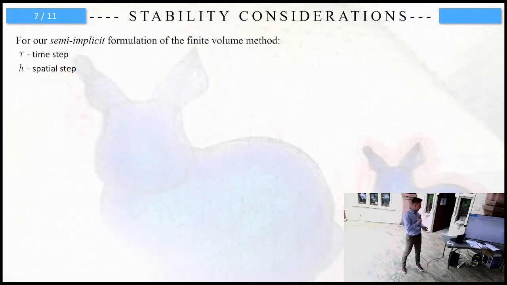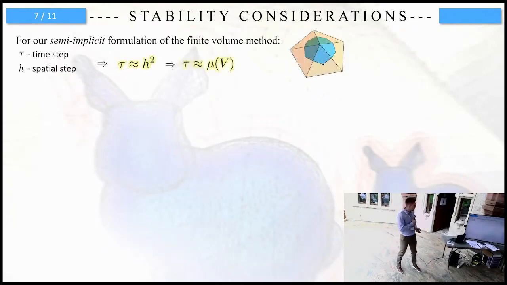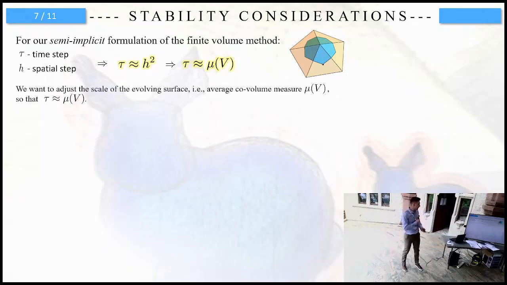So by actually wanting to stabilize the model, we consider the requirements for the semi-implicit approach to actually be stable. So the simple heuristic is that the time step should be approximately equal to the square of the spatial step. So in our case, it would be approximately equal to the average measure of the covolume. So we adjust the scale of the evolving surface so that this condition is satisfied.